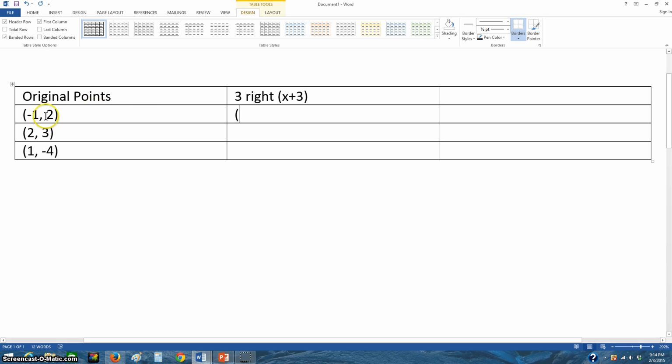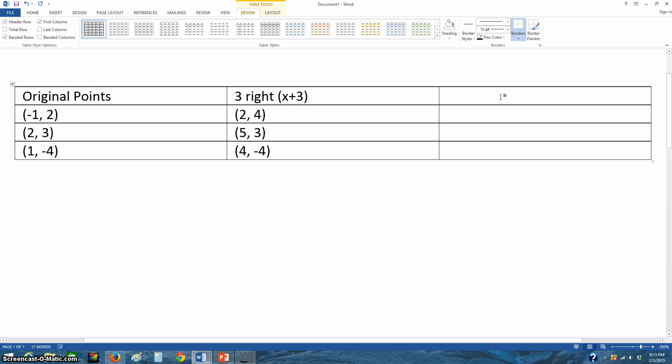So we have negative 1 plus 3, which happens to be 2. So we're going to have 2, and still keep my y value because we haven't done anything to it. For the second point, we take this x value, which is 2, and add 3 to it, so we get 5. And we still keep my 3, my y value. And the next one, which is 1, we add 3 to it, and we get 4. And we still keep our y value.